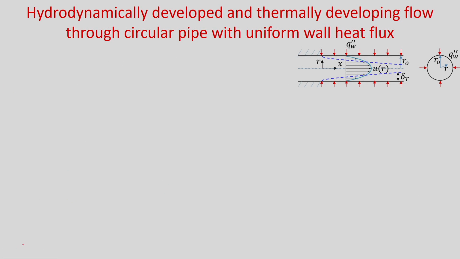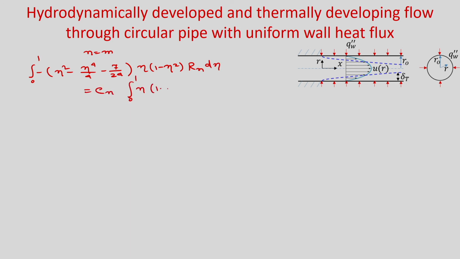So, if you write for n equal to m, then you can write integral 0 to 1 of (1 minus eta squared), eta to the power 4 by 4 minus 7 by 24 eta, into (1 minus eta squared) R_n d eta is equal to C_n into integral 0 to 1 of eta (1 minus eta squared) R_n squared d eta. N equal to m we have put. So, now you can find the constant C_n.